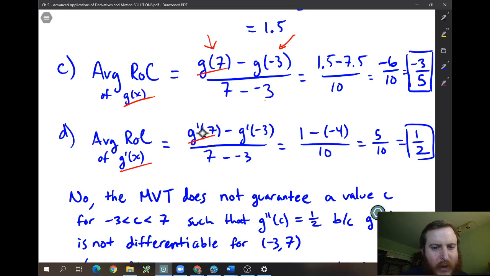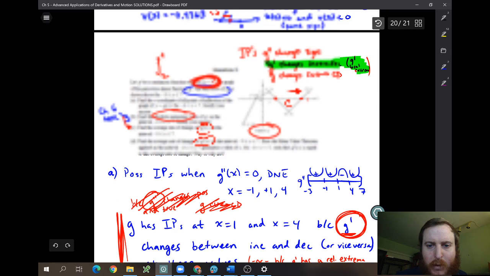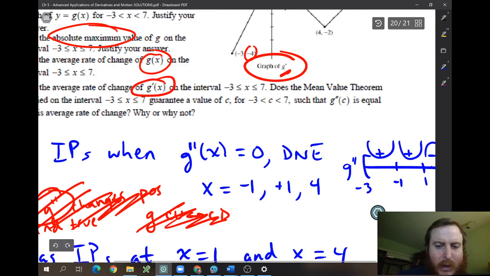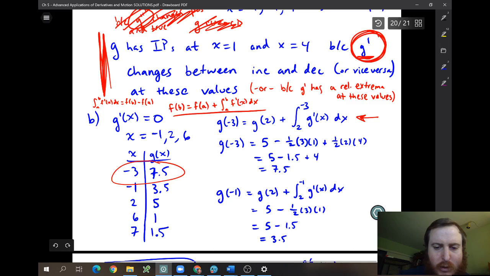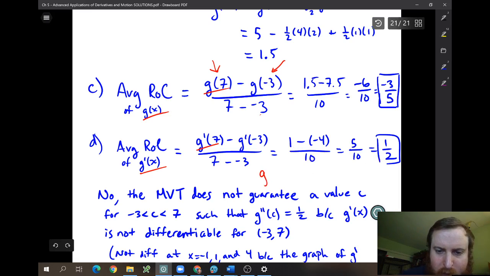g prime of 7 is from our graph. So we're going to just go up on our graph. On our graph, since this is the g prime graph, g prime of 7 will be the y value, which is 1. And g prime of -3 will be the y value, which is -4. So this is going to be 1 minus -4 over 10. You get 1/2.